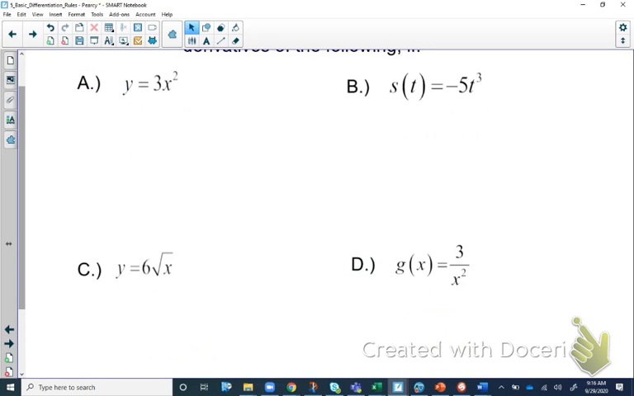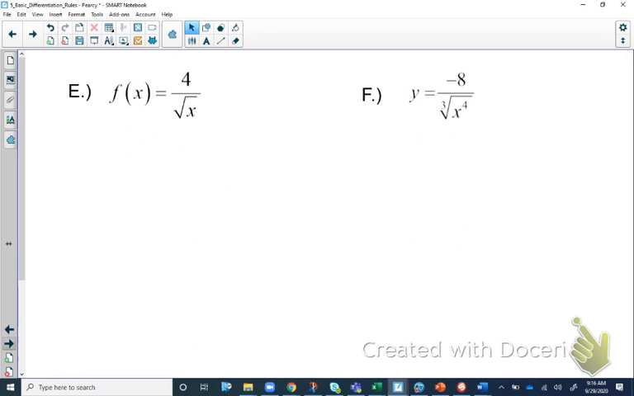So now we have 2 more, I believe, to look at here. And I'm going to go ahead and try to do these for you, particularly F. That one's going to be a little bit interesting if you don't remember how you're converting your radicals. So let's just work through these together real quick and see what we end up with.